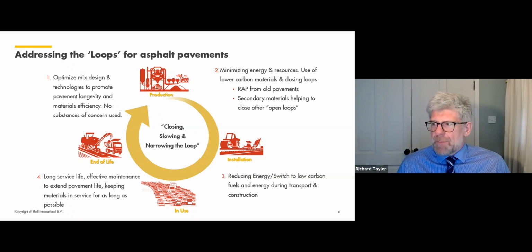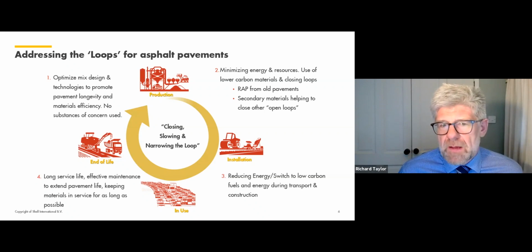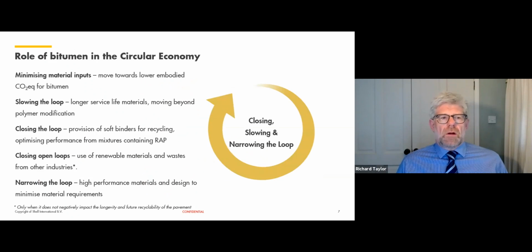And the high use of RAP is one of the key elements that defines the asphalt industry. However, I believe that as time progresses, there will be more focus on longevity, more focus on effective maintenance, and industrial symbiosis, where we are looking in a more positive manner to introducing materials from other industries to help close other loops. So if we come to bitumen, what can the role of bitumen be in the circular economy?